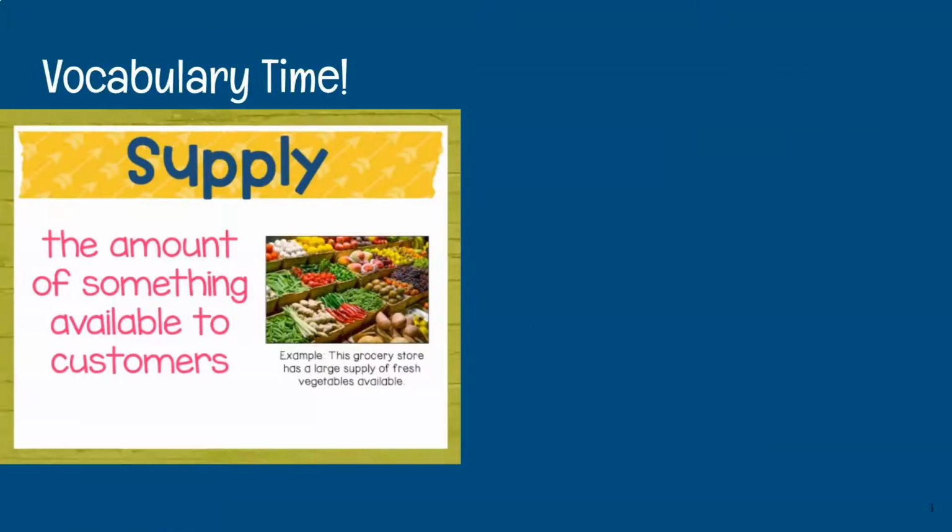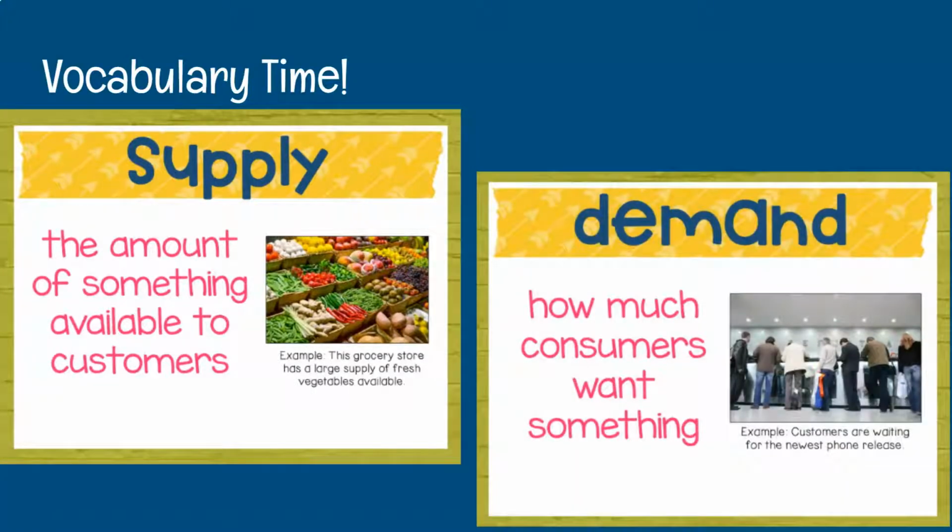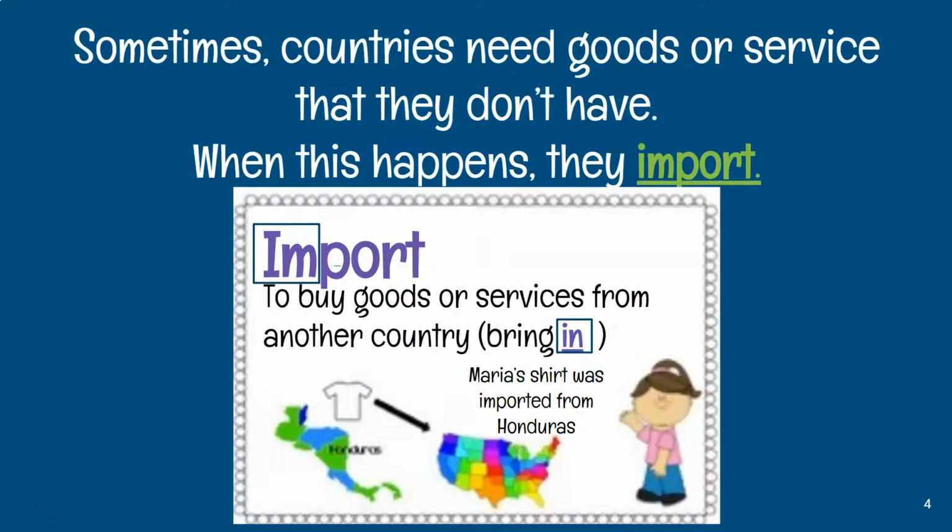First, let's review. Last week we talked about supply, which is the amount of something available to customers, and demand, how much consumers want something. Well, sometimes countries need goods or services that they don't have. They don't have a supply of those. When that happens, they import.